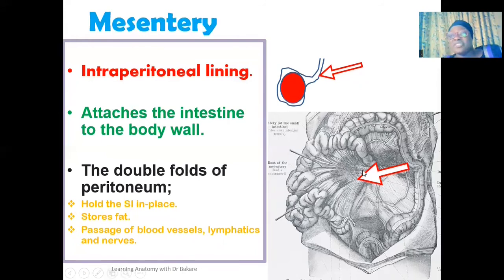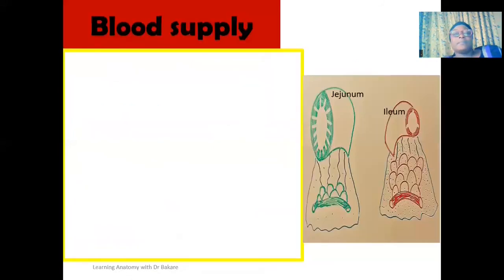Also, this mesentery creates a passageway or conduit through which vessels reach this organ. If you use this image up here, within the mesentery, you have the passage of vessels, and these vessels will finally terminate to supply this organ, helping to create a conduit for the passage of vessels, which include arteries, veins, nerves, and also lymphatics.